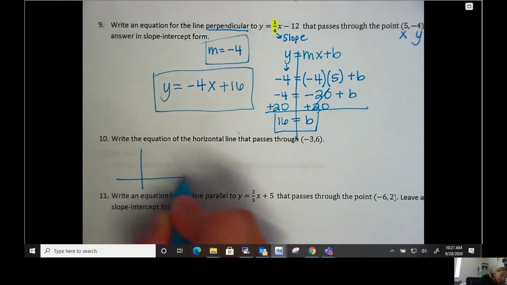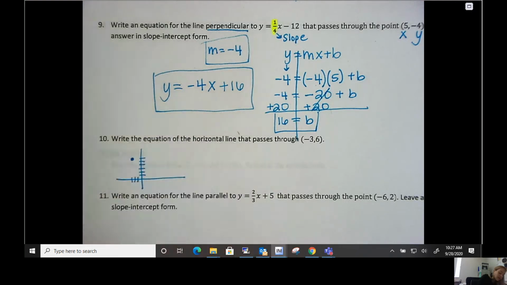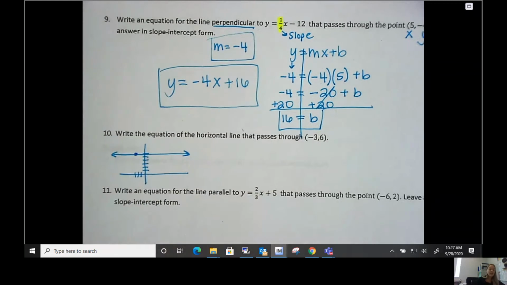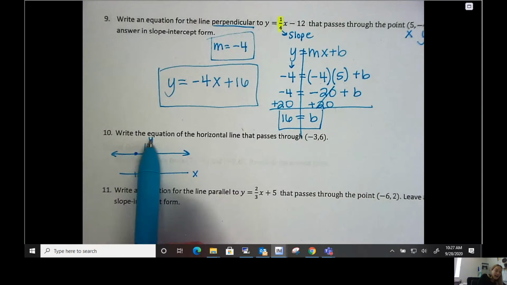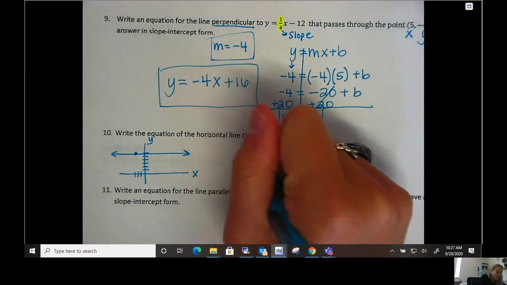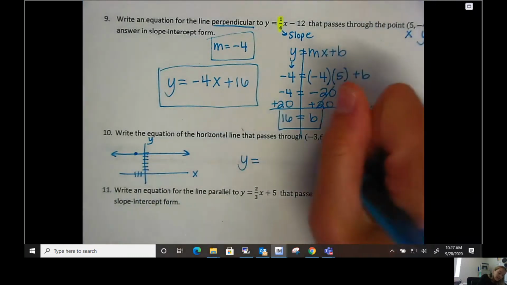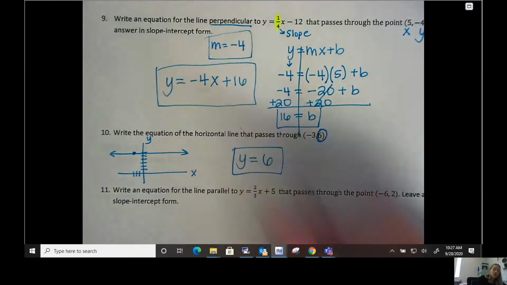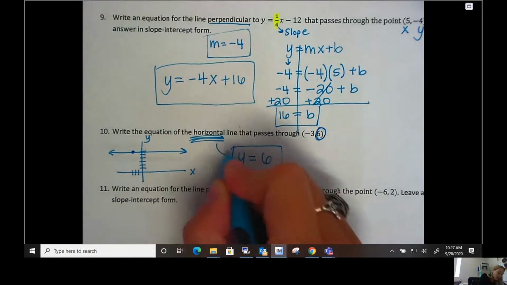Number 10, write the equation of the horizontal line that passes through -3, 6. Let's make a little sketch here, right? -3 means go to the left 3, and then +6 means go up 6. And if it's a horizontal line, that means it's like the horizon, right? Now, I say, where does this graph cross? This crosses on the y-axis. So my equation is going to be y equals. It crosses at the number 6. And look at that. That's my y value here. My equation is just y equals 6. So if it's horizontal, it's a y equals.